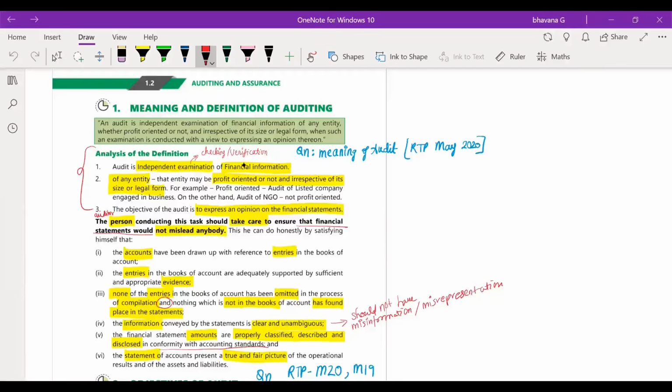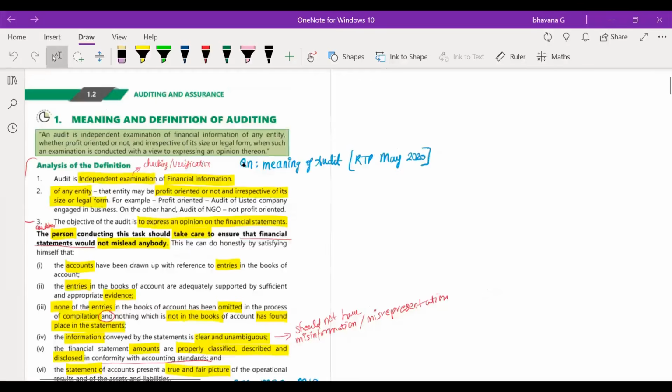So here we'll draw the auditor. What does this auditor do? He is independent and he just examines or verifies the financial statements or financial information of the company. That is the basic work of an auditor. Now we know what an auditor has to do in a company. In what kinds of companies will he go and check the financial statements or financial information?